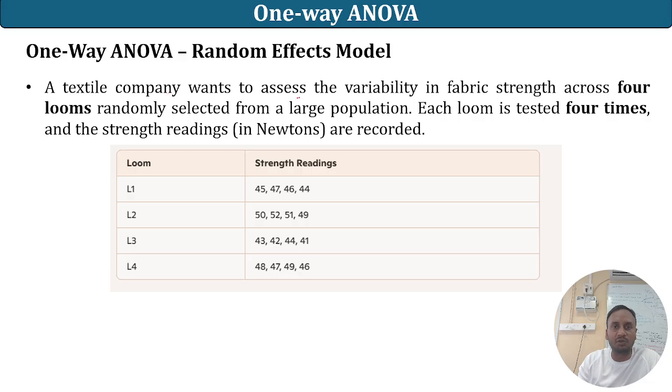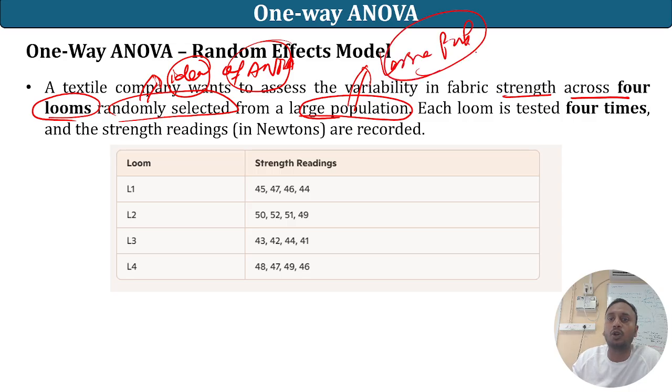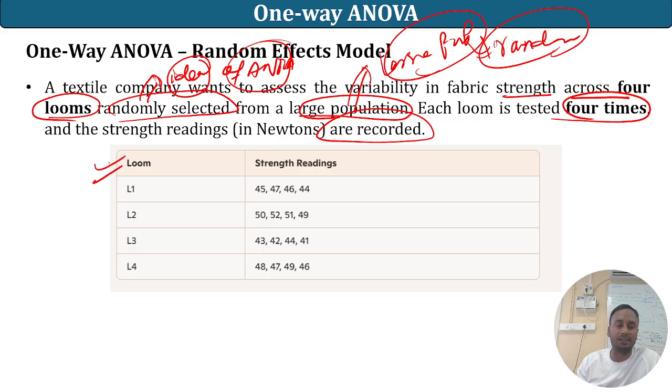A textile company wants to assess the variability in fabric strength across 4 looms randomly selected from a large population. So we have randomly selected looms. It is the idea of ANOVA, but they gave one more keyword, a large population, which means we have to go through the random model. Each loom is tested 4 times, and the strength rating is given. Now we have to calculate whether differences are there and how much. So can we start?